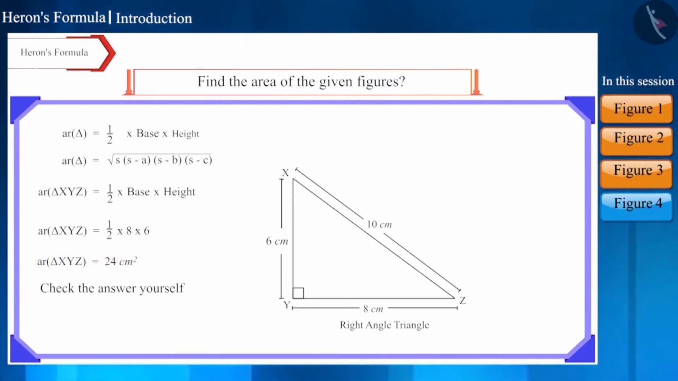We can see that if we know the length of all the three sides as well as the height, as in the case of a right-angled triangle, then using the first formula, we get the area quickly.